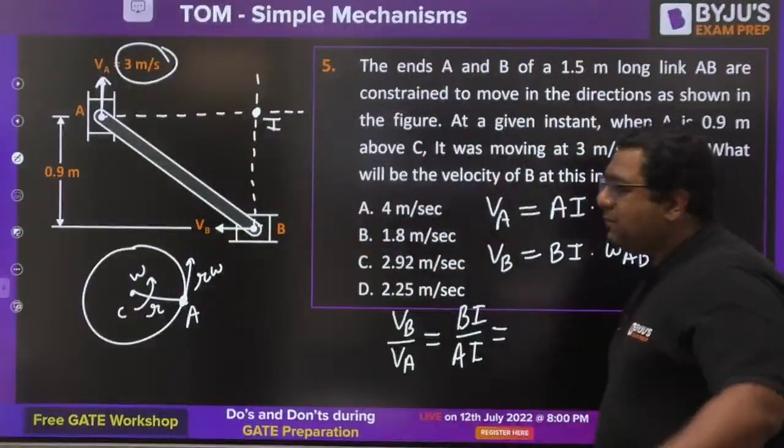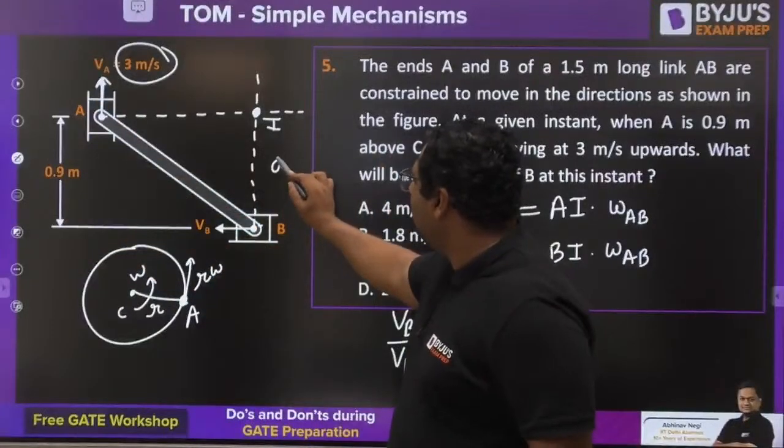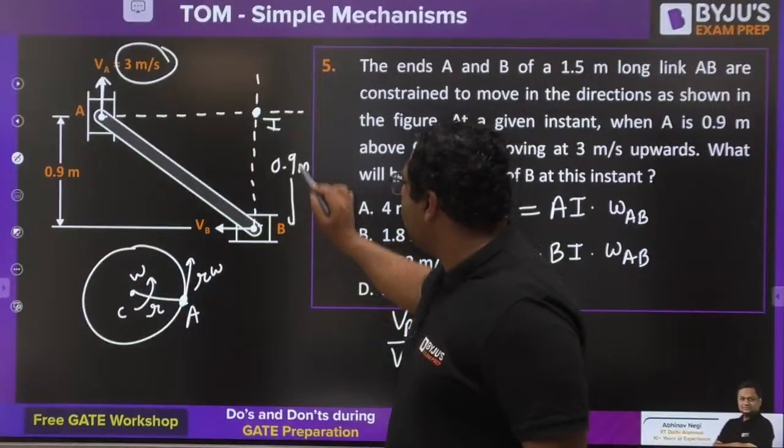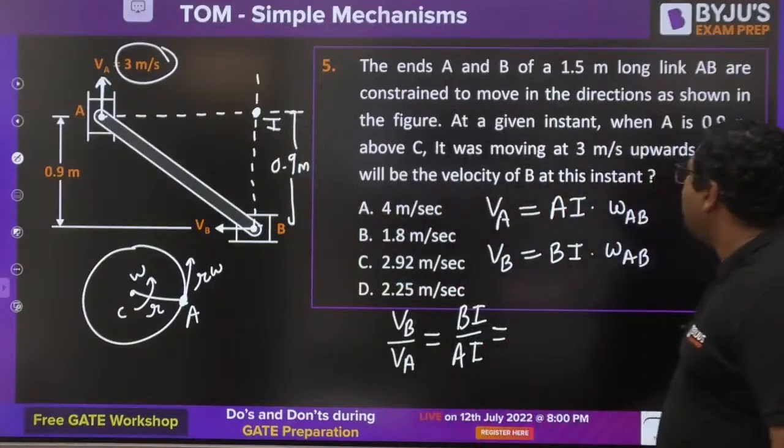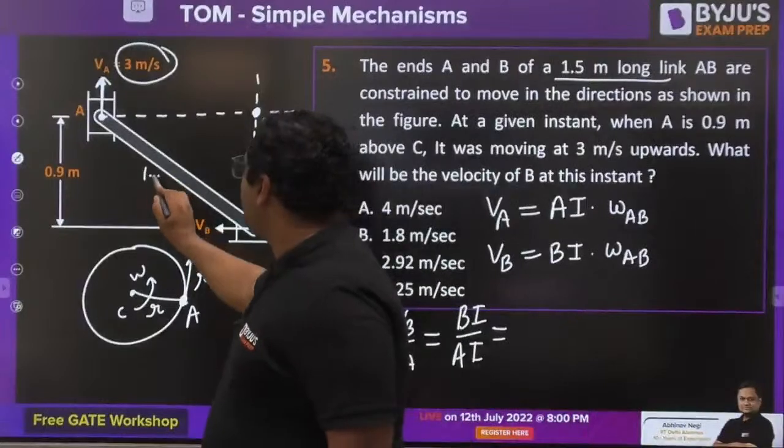Okay. And for that, my dear, they have given this distance as 0.9 meter. This distance is 0.9 meter. And they have also mentioned, I feel, 1.5 meter is the length of link. So this is 1.5.